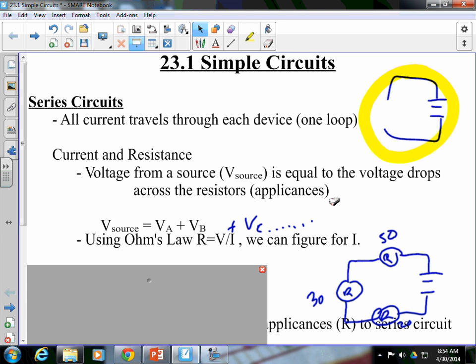So current and resistance, voltage from a source is equal to the voltage drops across the resistors. So we are going to talk about this, mathematically apply it. When we are trying to figure out the voltage in a series circuit, we can add up our voltage drops across each resistor, and that will give the total voltage in our circuit. Remember, using Ohm's law, which is resistance is equal to voltage divided by current, or voltage is equal to current times resistance, V equals IR, we can figure it out.